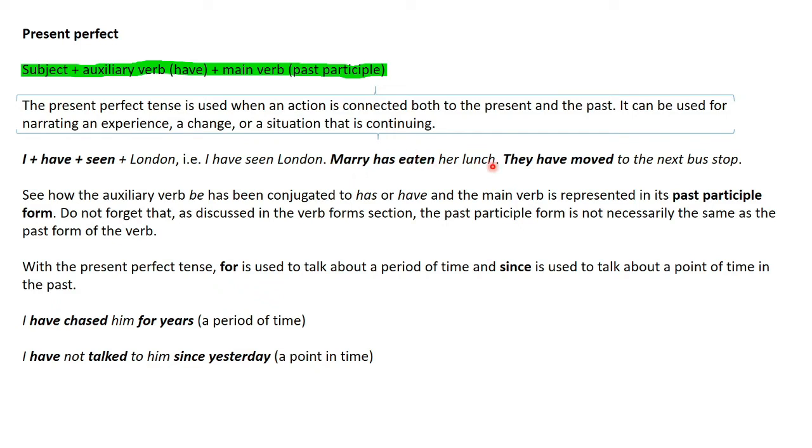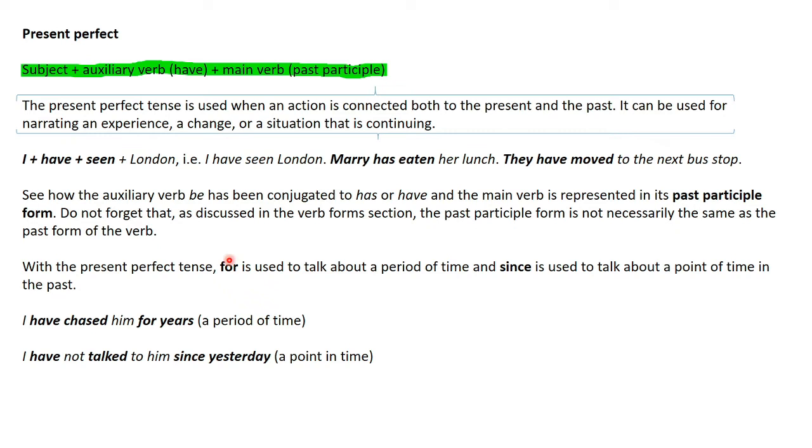Mary has eaten her lunch. This was something she was doing, and then she completed her lunch. They have moved to the next bus stop. This is something they started in the past. They started moving to the next bus stop, and now they are at the bus stop. So this is something that is connected both to the past and the present.